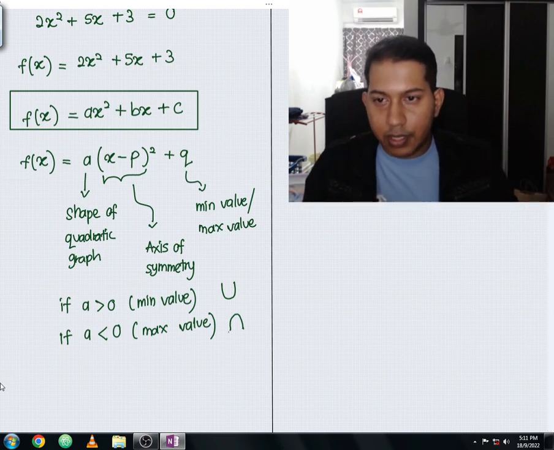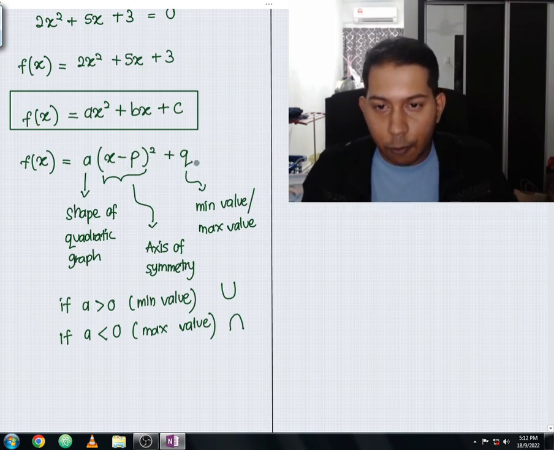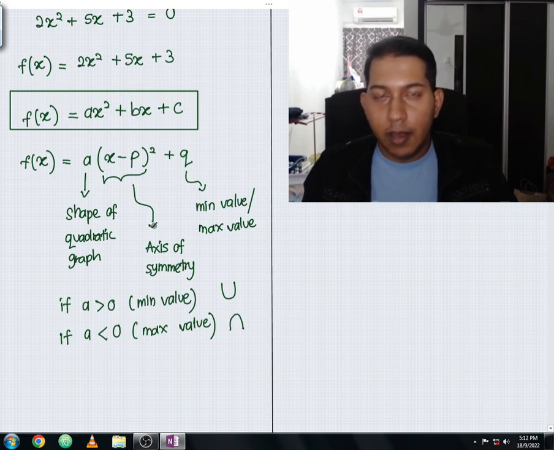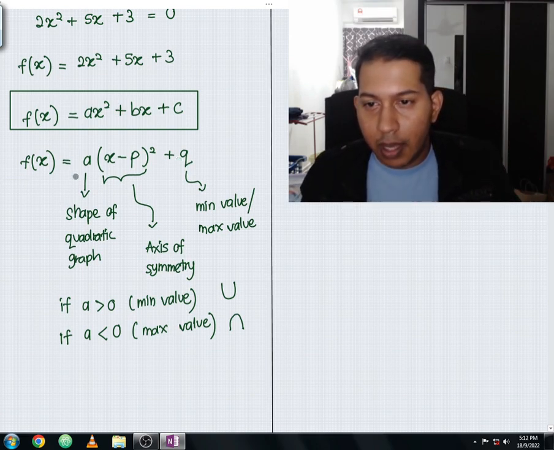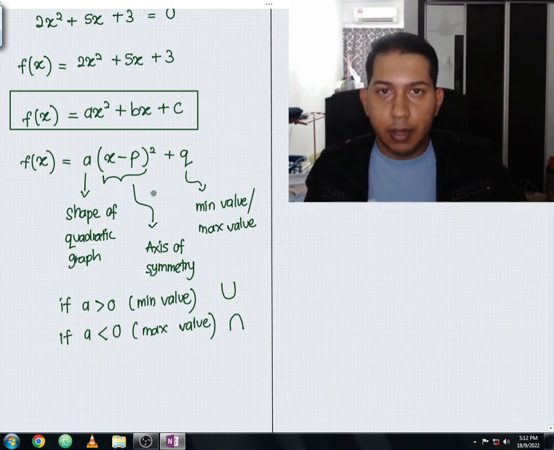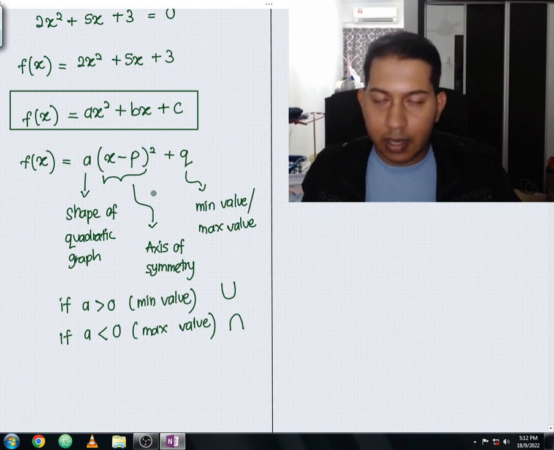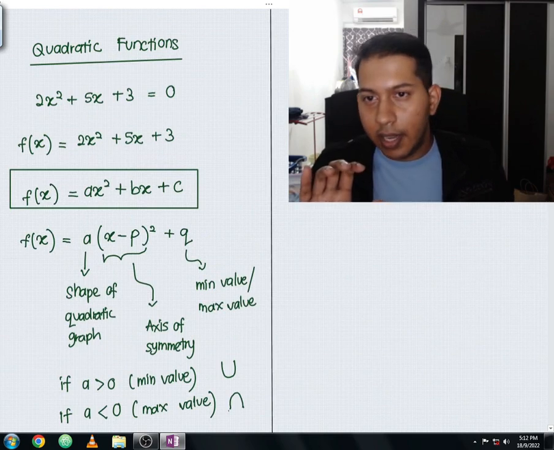What are quadratic functions? These are some of the key terms that you need to know. What is the purpose of the coefficient A, what does this x minus p stand for, and what does this coefficient q stand for? If you take a look at some reference books, this p and q might be referred to as h and k. It doesn't matter, as long as the purpose is to fulfill this definition, any variable can be used. So we have already touched the early concept of the quadratic function.